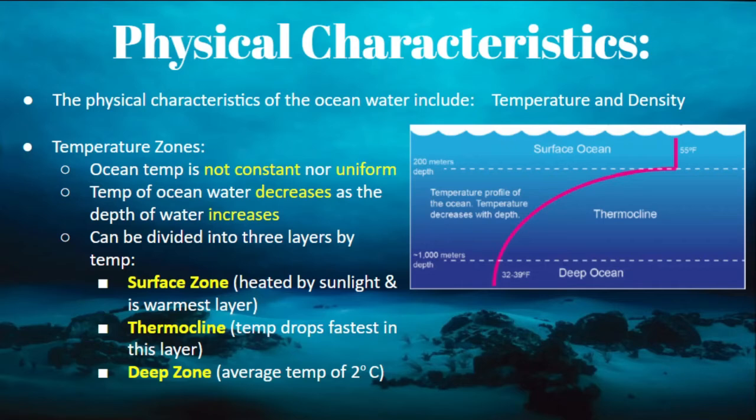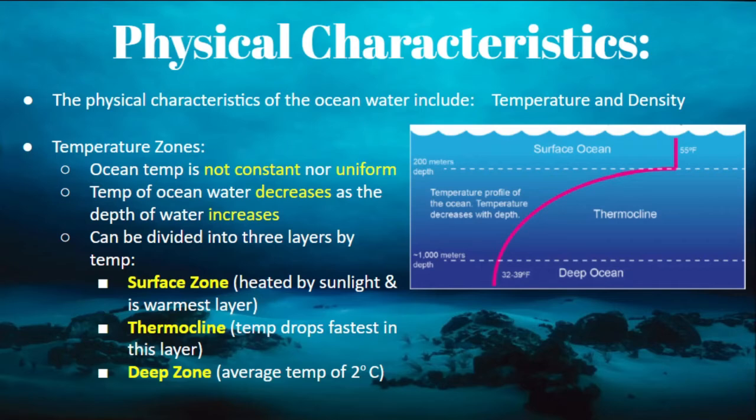Now, the temperature of the ocean water decreases as the depth of the water increases. So the deeper you go, the colder it's going to get. And we can divide this into 3 different layers. The surface zone, which is easy to remember, it's the surface. That's going to be heated by the sun, and it's going to be the warmest layer.